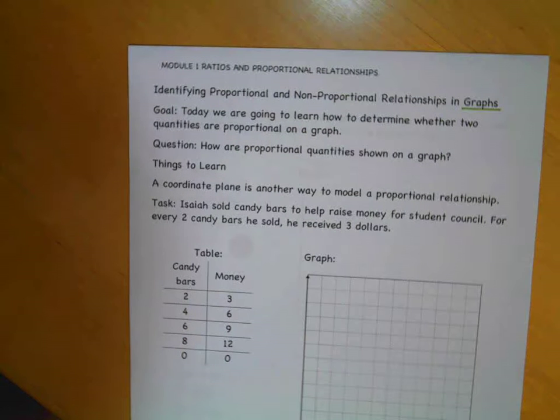Our goal today is to learn how to determine whether two quantities are proportional on a graph. The question that I want you to be thinking about in the lesson is, how are proportional quantities shown on a graph? We're going to determine if they're showing a proportional relationship. How do we do that on a graph? How do we put them there?